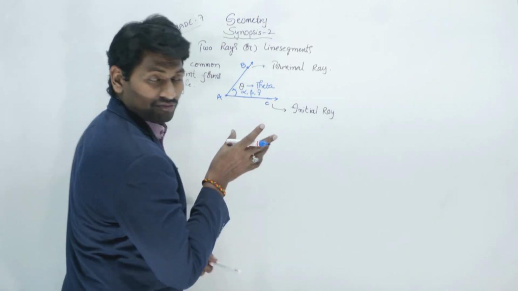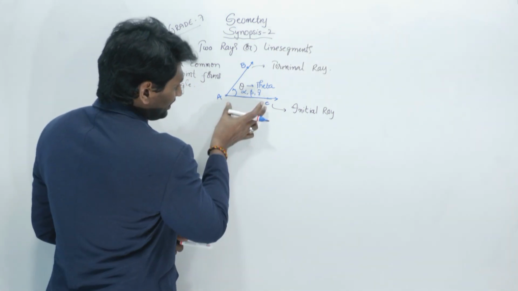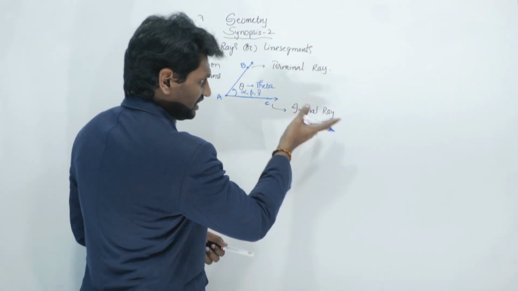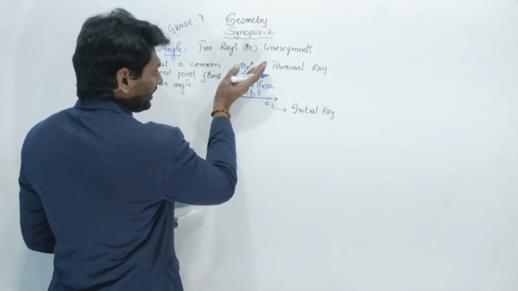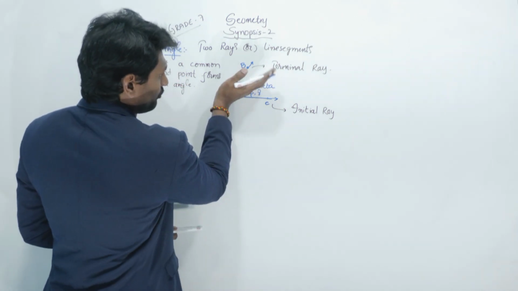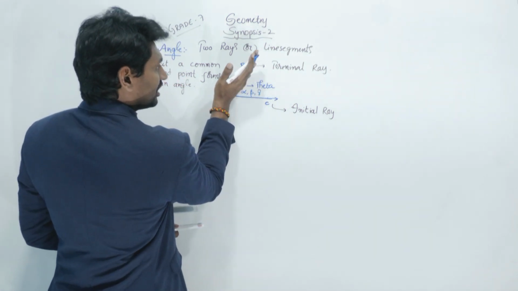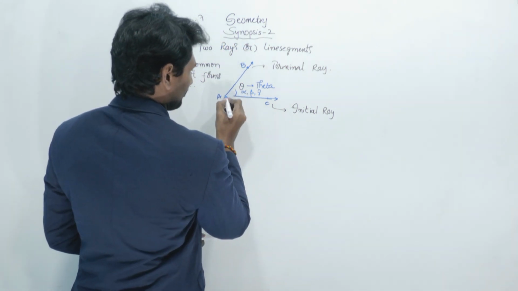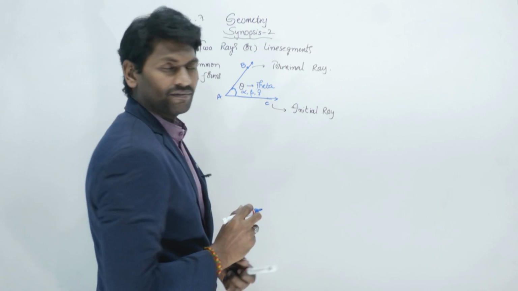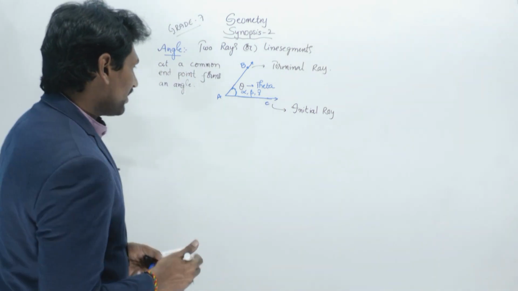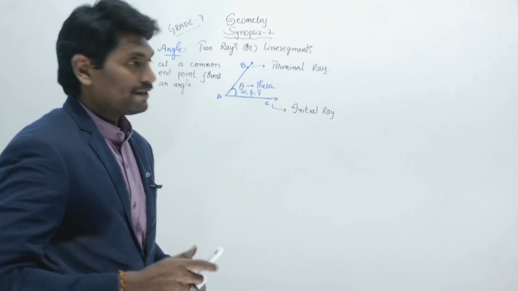While you are observing these two rays, this horizontal ray is considered the initial ray and the other is called the terminal ray. This terminal ray moves from here to here, making an angle and increasing the value of the angle. Clear? Now let us discuss the types of angles.